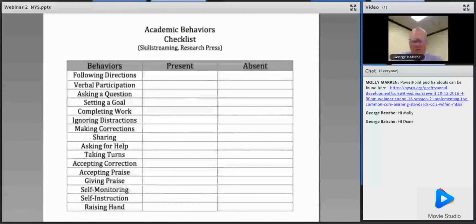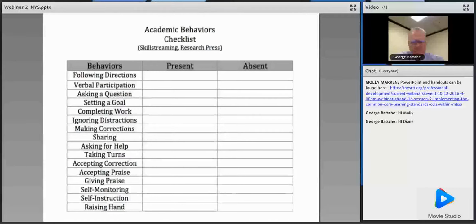So every academic skill has an associated academic behavior. And one of the handouts for today that you might choose to download is this list of academic behaviors. If you're familiar with skill streaming, which is a social skills training program published by Research Press, which you could Google, for early childhood, elementary, and middle high school, there's a section in each of these called classroom survival skills. And those classroom survival skills are the things that students need to know how to do in order to engage instruction.